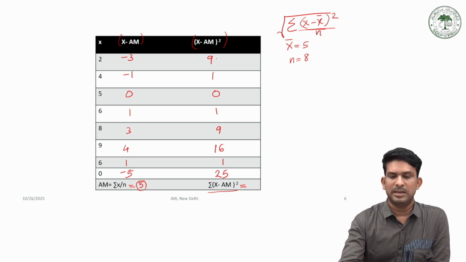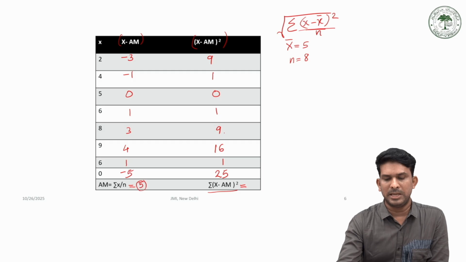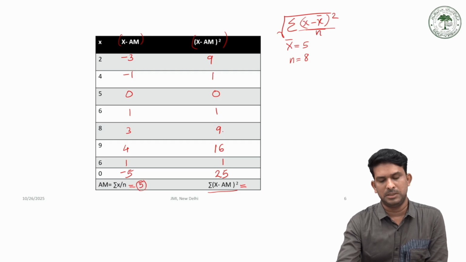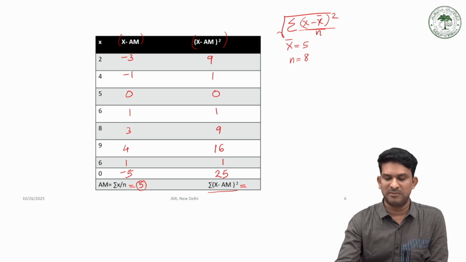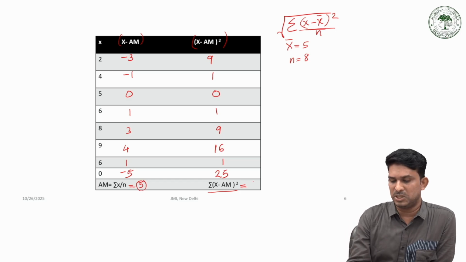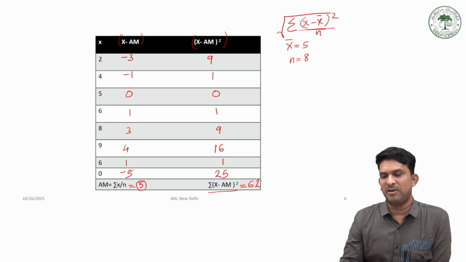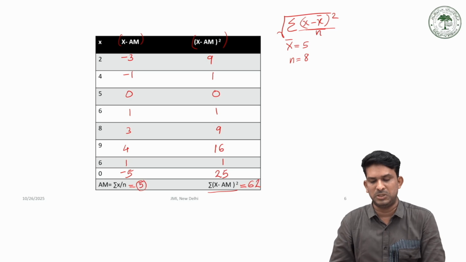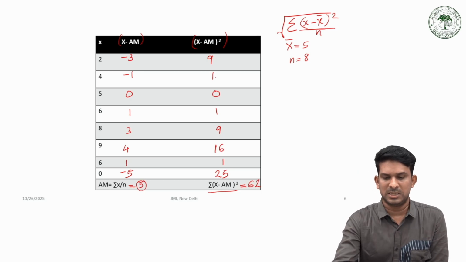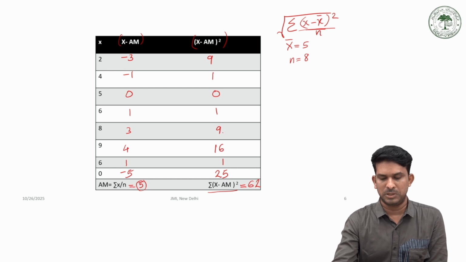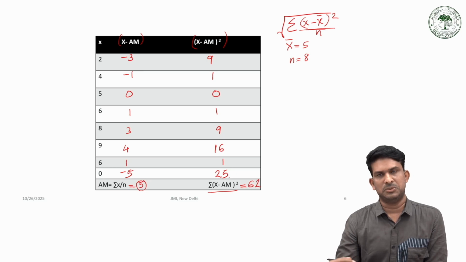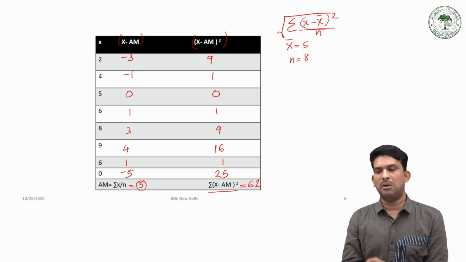Let us add. 9 plus 1, 10. 10 plus 10, 20. 20 plus 16, 36. 37, 57 and 62. So sigma of x minus x bar the whole square is 62. Let me see whether it is correct. 10, 11, 11 plus 9, 20, 20 plus 16, 36, 37, 62, right? Yes, 62.